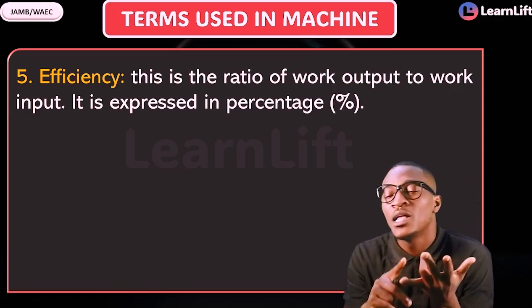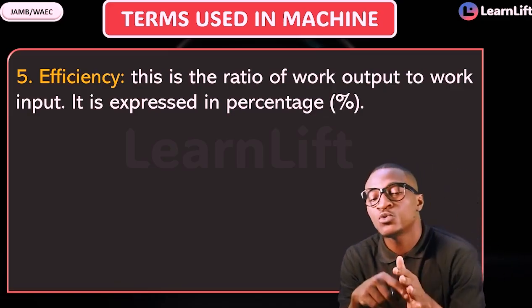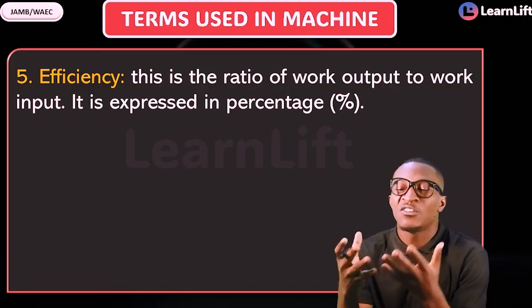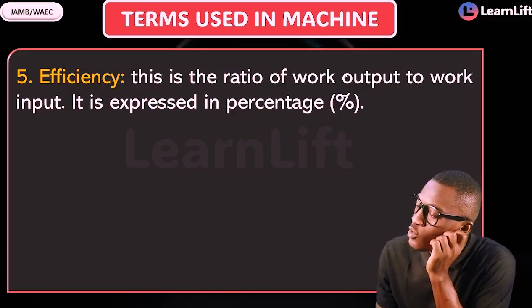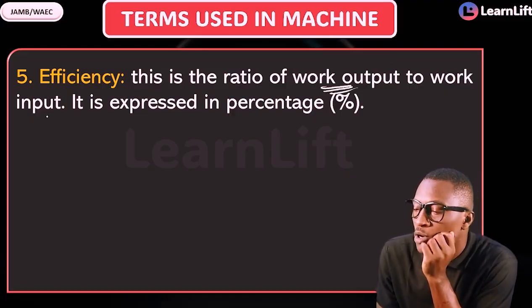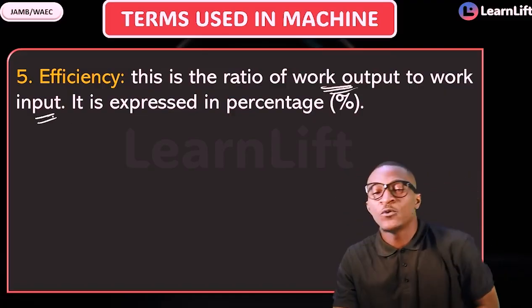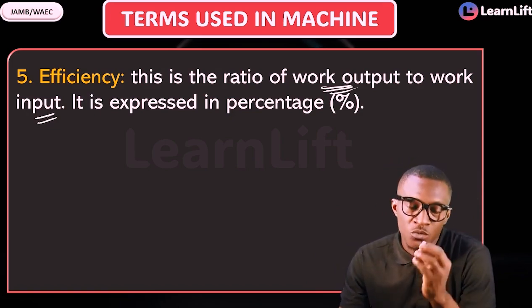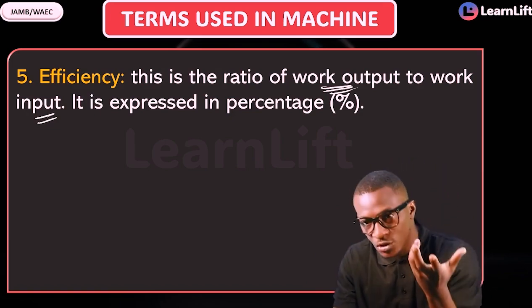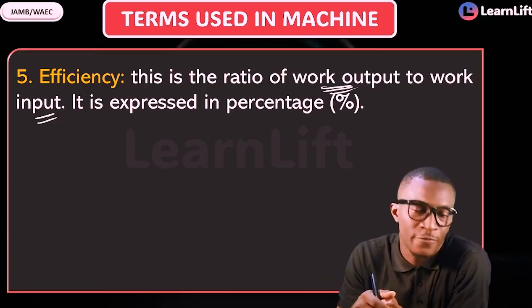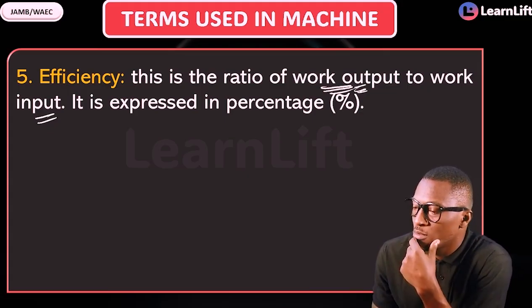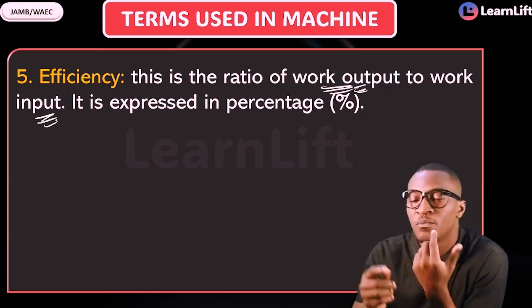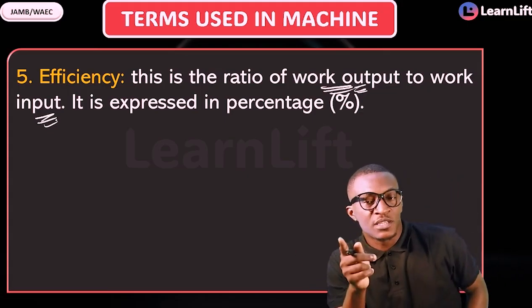What's efficiency? I'll give you three formulas for efficiency. Efficiency is the ratio of work output to work input, and it is expressed in percentage. Now, we said that for you to be a machine, your load must be greater than your effort. So work output over work input is expressed in percentage. That's the first one.